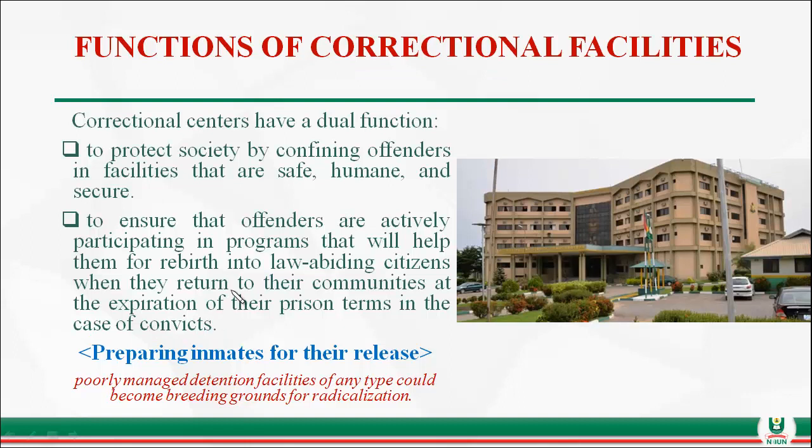Ultimately, the correctional facilities are there to prepare inmates for their release, to ensure that they are better off than when they went into confinement. The danger of a poorly managed detention facility of any type is that it could become a breeding ground for radicalization, where less hardened criminals learn behaviors within the prison system from those hardened criminals who are also incarcerated. So once the correctional facilities are not properly managed, it gives room for hardened criminals to train the younger ones to become even more hardened.